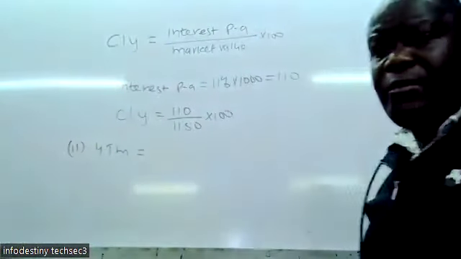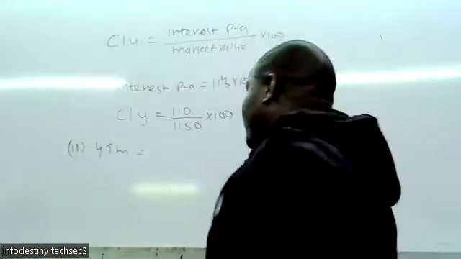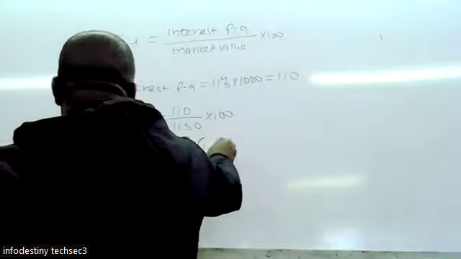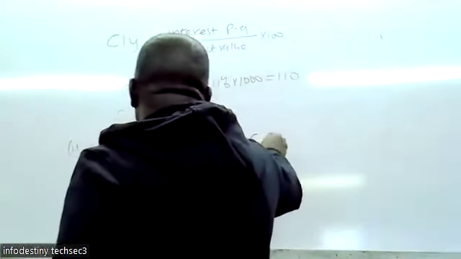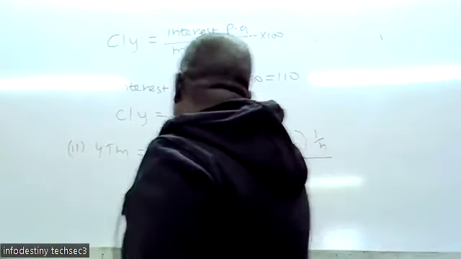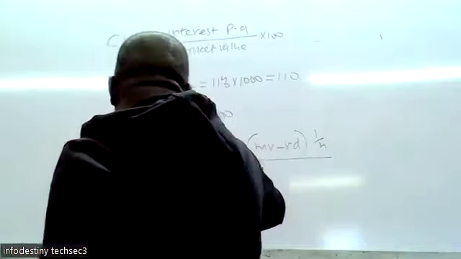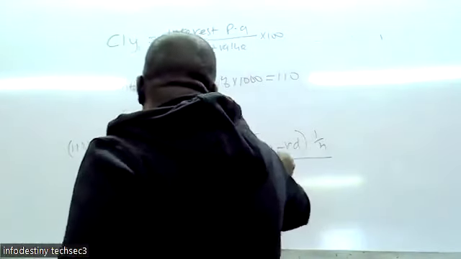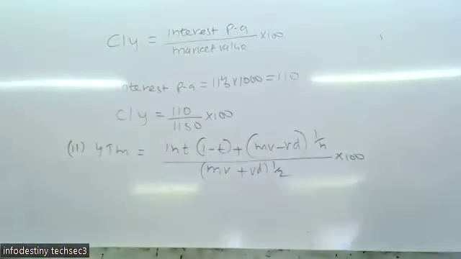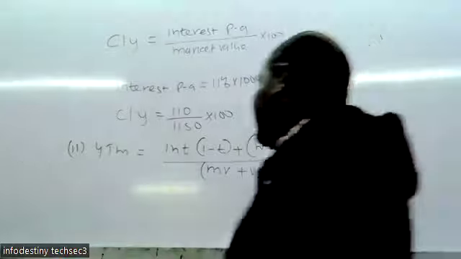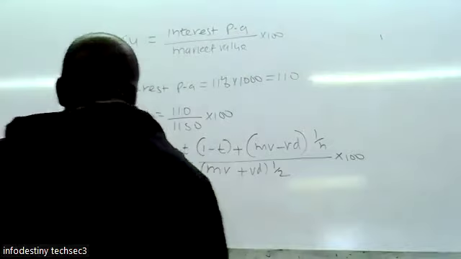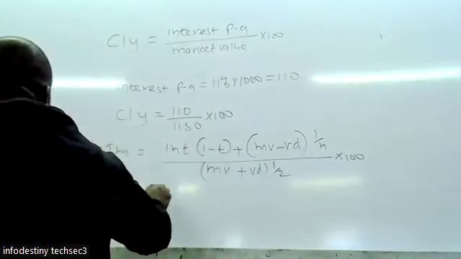To get the yield to maturity, it is given by interest times 1 minus the corporate tax, plus maturity value minus the current value times 1 over n, all divided by maturity value plus the current value times a half. Then you express it as a percentage. So we start off with the interest. The interest is 110.